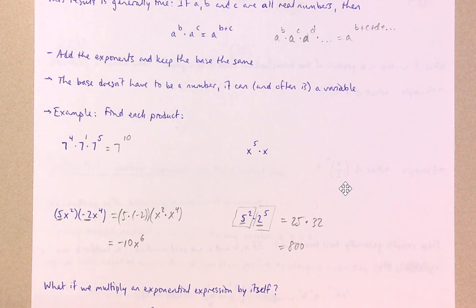So this is the first of our properties of exponents. These things are commonly referred to as the product rule. When you're multiplying exponential expressions where the bases are the same, you keep the base, you add the powers.